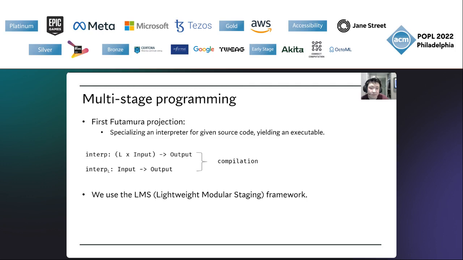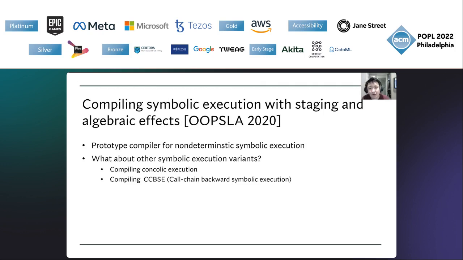To implement this first Futamura projection, we use the Lightweight Modular Staging framework in Scala, which is a library for multi-stage programming. In fact, our previous work on compiling symbolic execution with staging and algebraic effects gave a prototype symbolic compiler by partially evaluating the symbolic interpreter for nondeterministic symbolic execution. By nondeterministic, we mean that the symbolic execution forks at the symbolic conditions and executes both feasible branches nondeterministically.